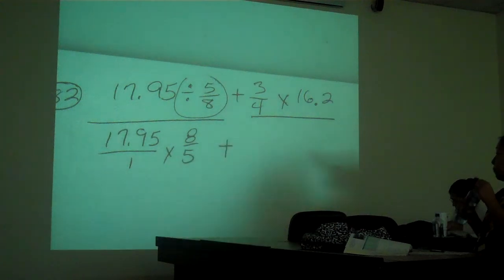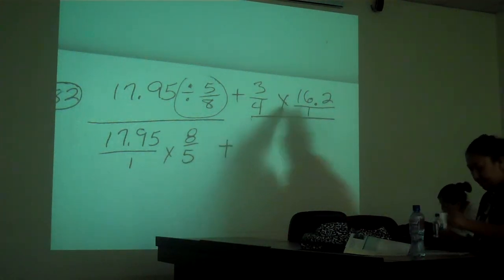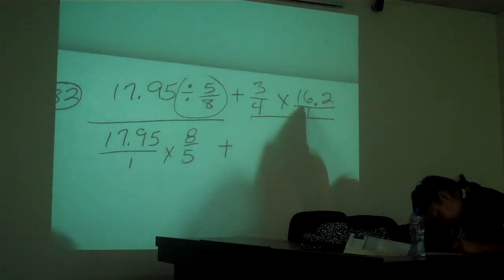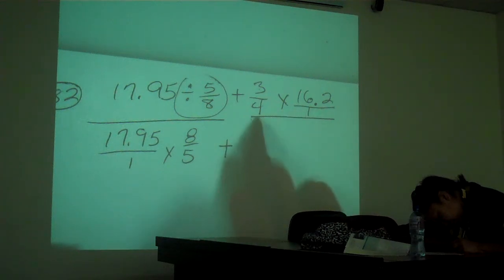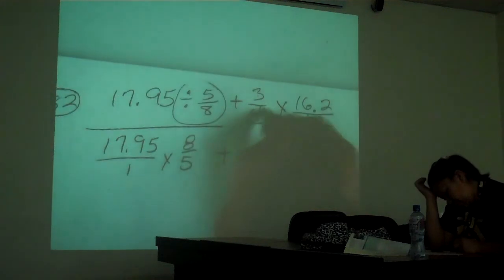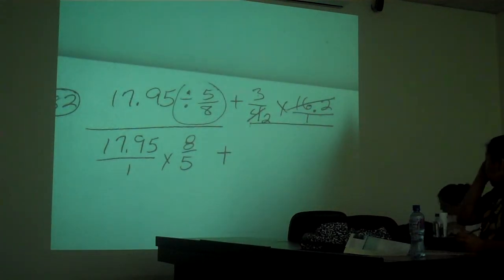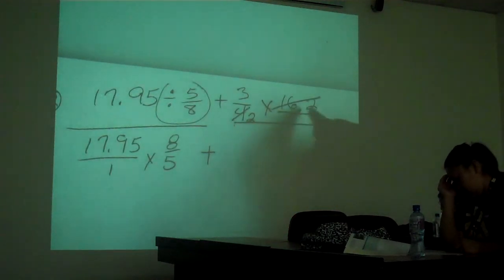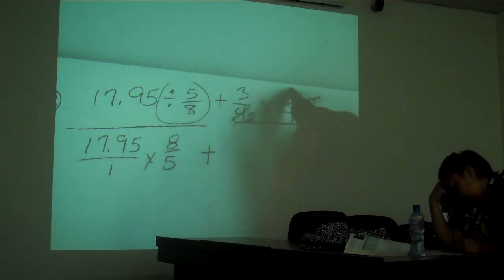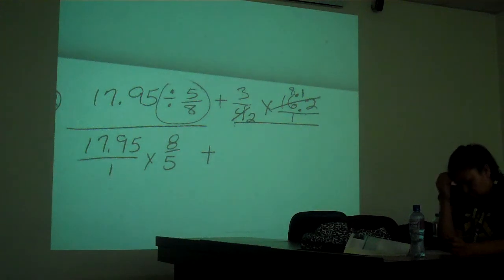Let's go ahead and write this other one. We'll have 3/4 times 16.2 over 1. That's not going to divide by 4, is it? We could divide these by 2 though, right? 16 will divide by 4, but 0.2 won't. But we could divide by 2. So 16.2 divided by 2 is 8.1.